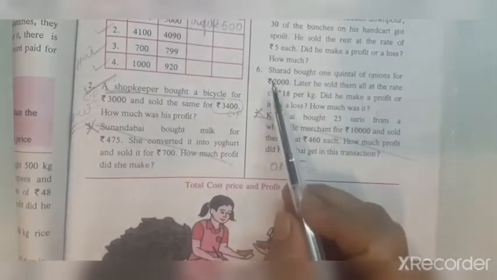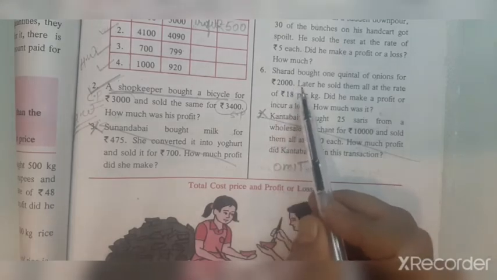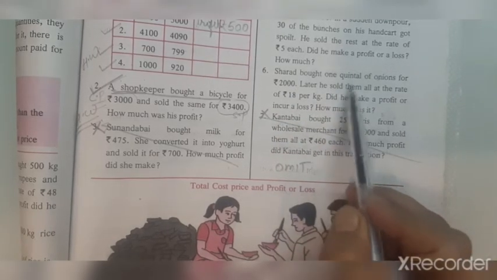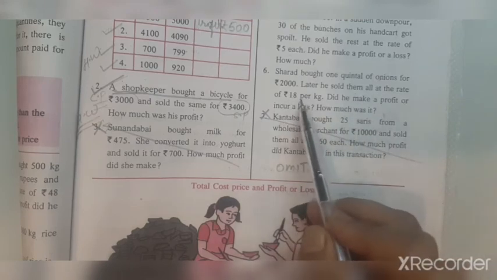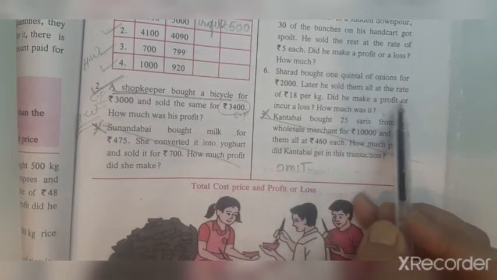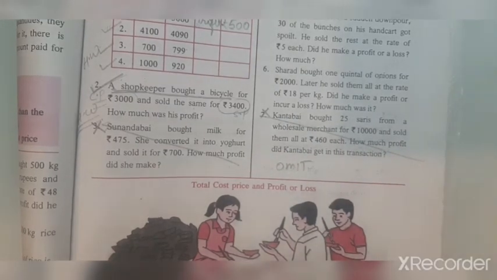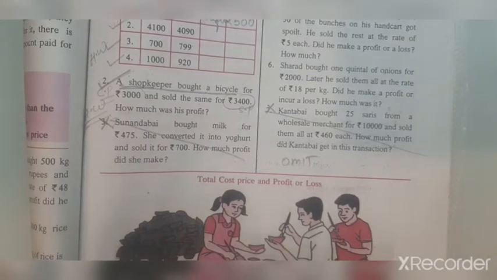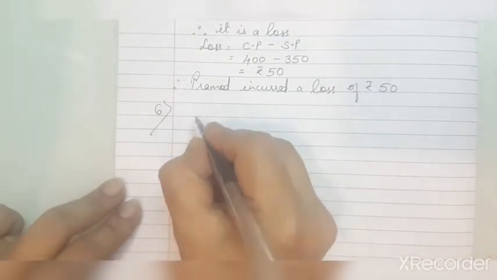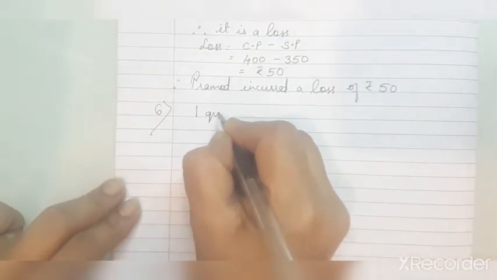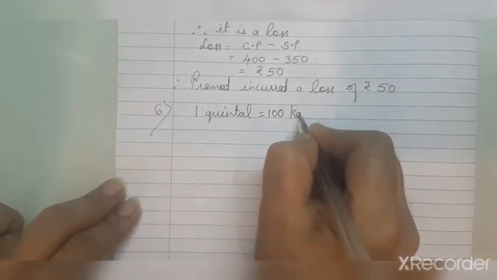Now the next sum is the sixth one. Sharad bought 1 quintal of onions for rupees 2000. 1 quintal is 100 kgs. Later he sold them all at the rate of rupees 18 per kg. Did he make a profit or incur a loss? And how much was it? So here we have to again find whether it's a profit or a loss and how much. Before we begin, we will write here that 1 quintal is equal to 100 kgs.